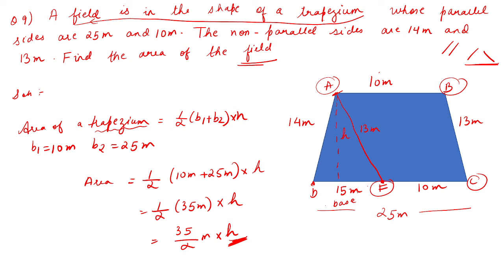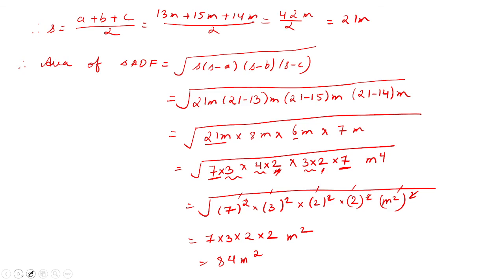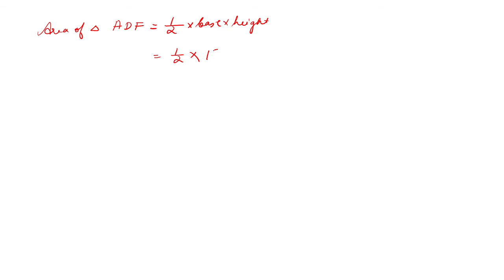Now you look at this. The base is going to be 15 meter. Clear? Because in triangle A, D and F, DF is the base. So the base is 15 meter. I'm repeating, but be careful with that. What did we find the area of triangle ADF as? Just now we found out 84 meters square, equal to half into 15 meter into height. Now you take this to the other side. This becomes 1 by 15 meter into 2 is equal to h.